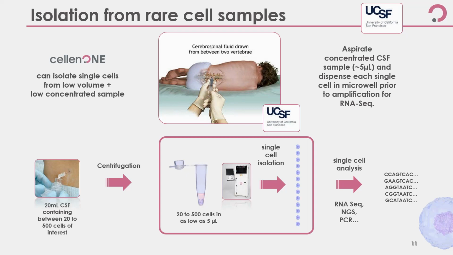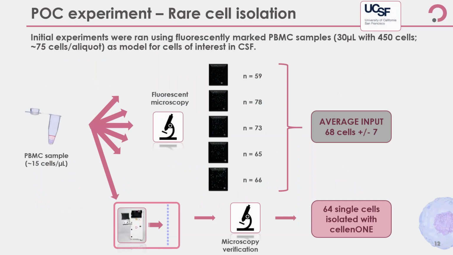So we did a proof of concept study. In this proof of concept study, we prepared PBMC samples, about 30 microliter of sample containing about 450 cells per sample, which is the equivalent of about 15 cells per microliter. We took 5 aliquots of 5 microliter from this sample, put this into microwell plates, analyzed under microscopy to count exactly how many cells were present in this sample. And then we took 1 aliquot of 5 microliter, put it through the cellenONE system, and asked our system to isolate as many cells as it could.